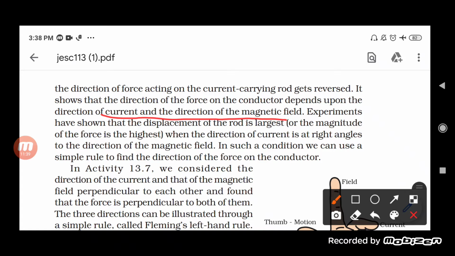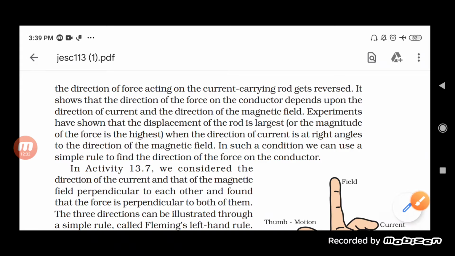Now when we did the experiment, we found one thing: the displacement of the rod. Why is the displacement of the rod occurring, students? It is because of the force acting on the aluminium rod due to the magnetic field produced there. Now see here, the displacement of the rod is largest, meaning its magnitude is highest, when the direction of the current is at right angle to the direction of the magnetic field. So if this is the magnetic field, then this will be the current, and only then the displacement will be maximum. So when the current direction is at right angle to the magnetic field, the displacement of the rod will also be maximum.